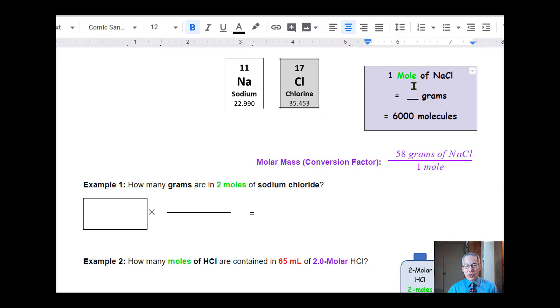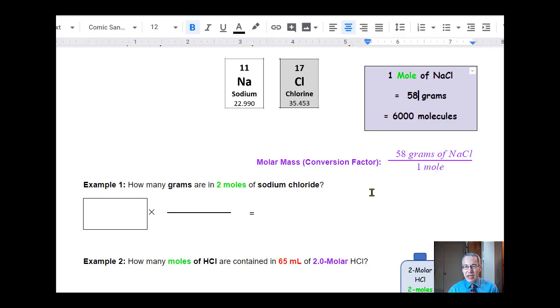Here is the worksheet. So fill this out as I do. You've already seen this example. Sodium and chlorine make sodium chloride. That's salt. We round this number to 23. We round this number here to 35. We add them together to find the molecular weight, which is 58 grams. We're saying that's 1 molecular weight. It's 1 mole. It has the Avogadro concept. 1 mole is 6,000 molecules.